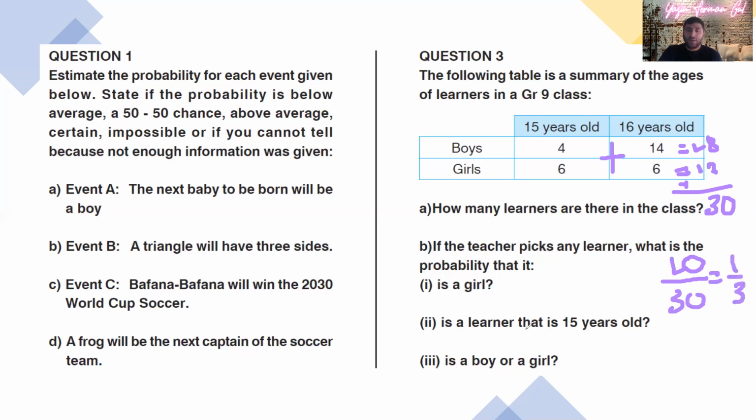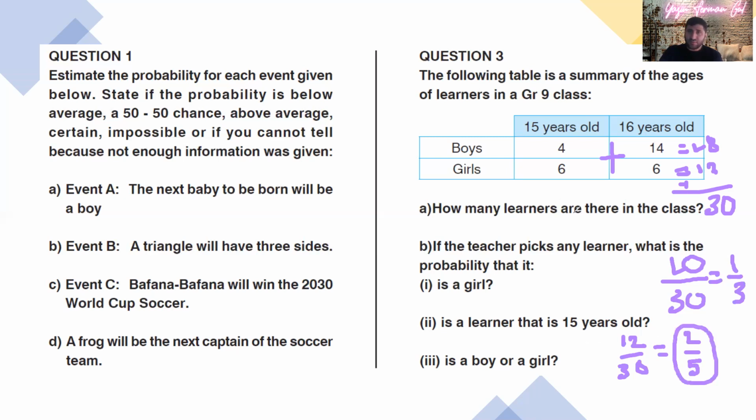Okay. Then it says if the teacher picks any learner, what is the probability that that learner is going to be a boy or a girl? Now, how many girls are in this class? 6, 15 years old, 6, 16 years old. So they are 12 out of 30. Simplify this, right? We can divide both sides by 6. This is going to be 2 over 5. So this is the girls.